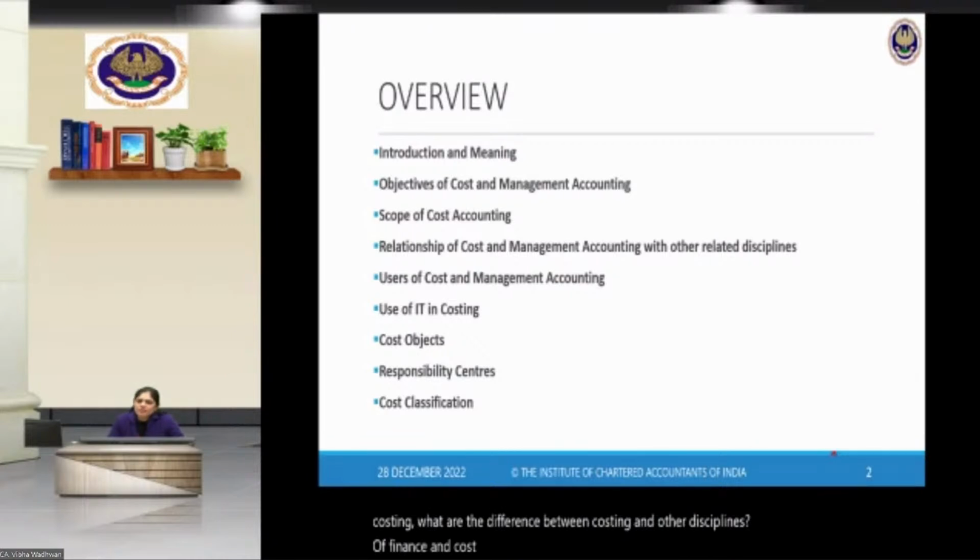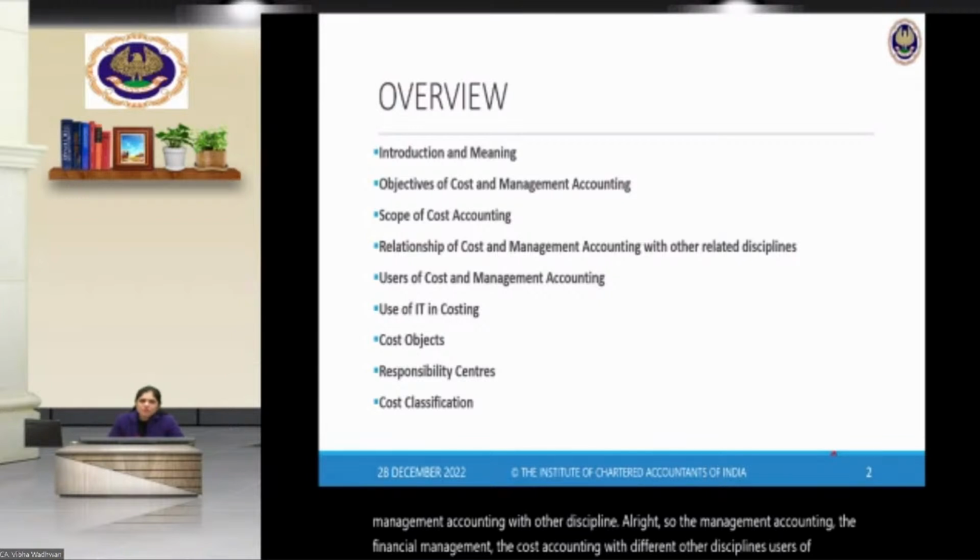Objectives of cost and management accounting, then we'll be understanding the scope of cost accounting. Then, of course, the relationship of cost and management accounting with other disciplines. All right. So the management accounting, the financial management, the cost accounting with different other disciplines. Users of cost and management accounting. So who will actually use the information which cost and management accounting gives.